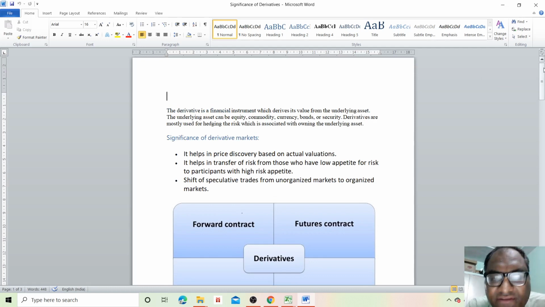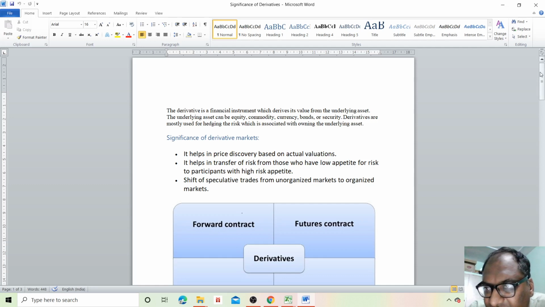The derivative is a financial instrument which derives its value from the underlying asset. The underlying asset can be equity, commodity, currency, bonds, or security. Derivatives are mostly used for hedging the risk which is associated with owning the underlying asset.